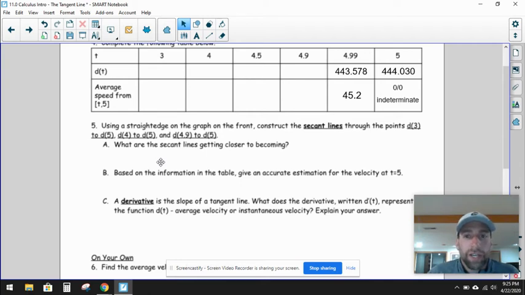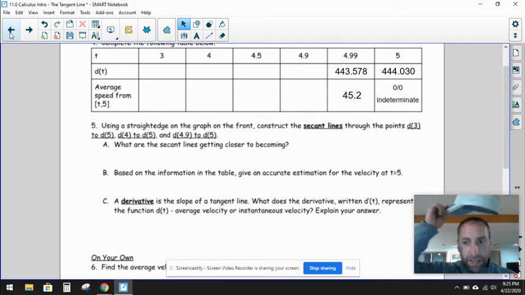Construct the secant lines, which, all a secant line is, is a line that hits 2 points. Construct secant lines through D3 to D5, D4 to D5, and D4.9 to D5. All right, so we're just going to go through the y values at 3 to 5, 4 to 5, and 4.9 to 5.